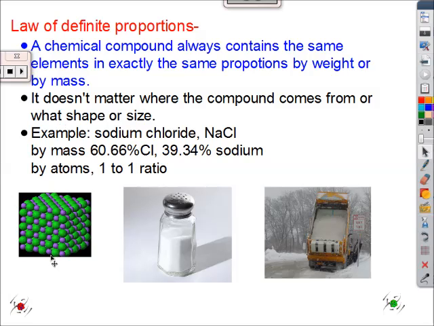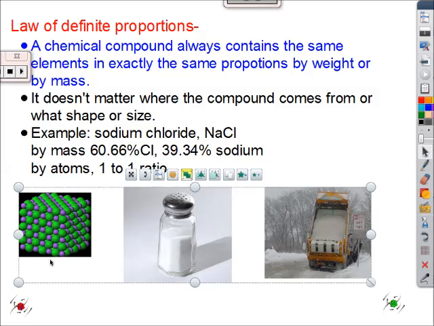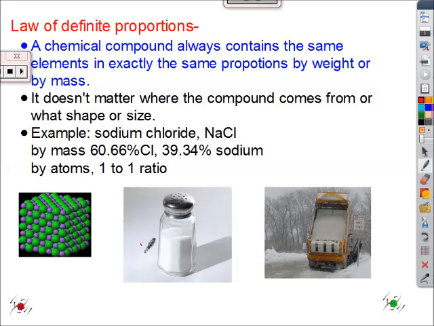Salt, like if we look at the crystal structure, or if it's coming from a salt shaker or from a dump truck, will always have the elements chlorine and sodium in these ratios, 60% chlorine and 39% sodium. Now by atoms it's a 1-to-1 ratio, but early scientists didn't know what atoms were. So all they could do is look at the weight of something.